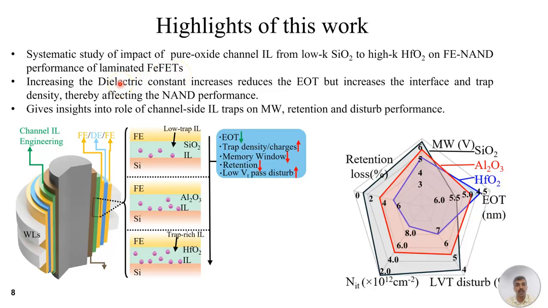SiO2 to HfO2 as the CIL, the dielectric constant increases, which reduces the EOT, but at the same time, it also increases the trap density. This has an adverse effect on memory window, retention and disturb performance. Overall, this work gives insight into the role of channel interlayer traps on memory window, retention and disturb performance. The spider plot shown here compares the key Fe NAND metrics for different channel interlayer materials, and as we can see from the spider plot, SiO2 CIL delivers superior performance, followed by Al2O3 and HfO2.